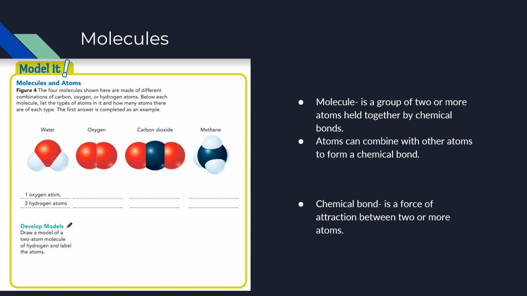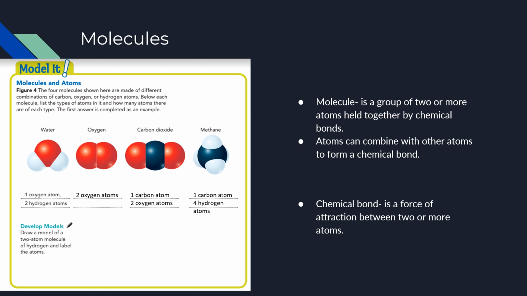So we have water, which has one oxygen atom and two hydrogen atoms. Because there's one oxygen atom, we know that the red is the oxygen and the white is the hydrogen. So for the next one, we have two oxygen atoms because there are two red atoms. For the third, we have carbon dioxide, so we know we have two oxygen atoms, and then we're also going to have one carbon atom. For methane, we have our one carbon atom, and then we have four hydrogen atoms.